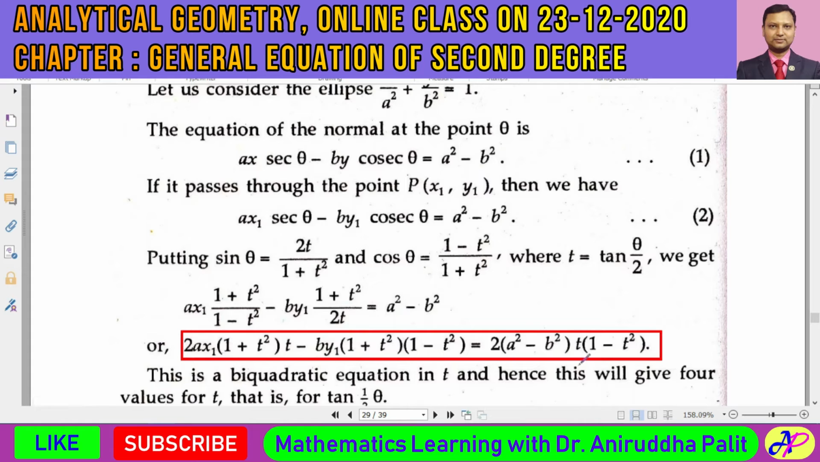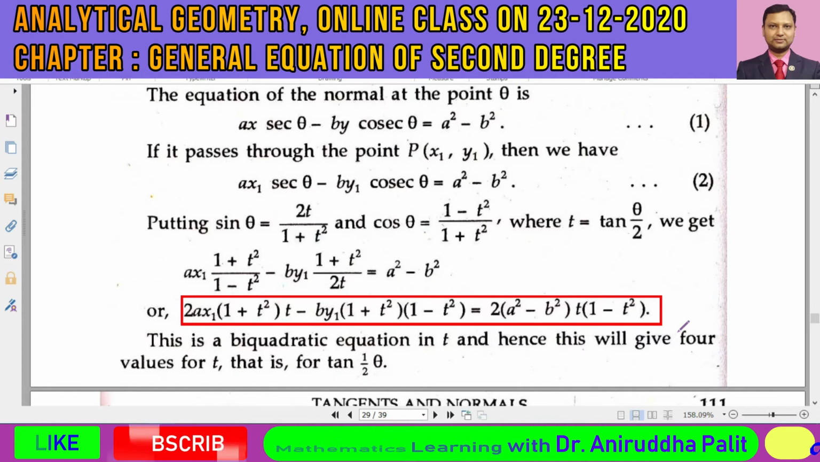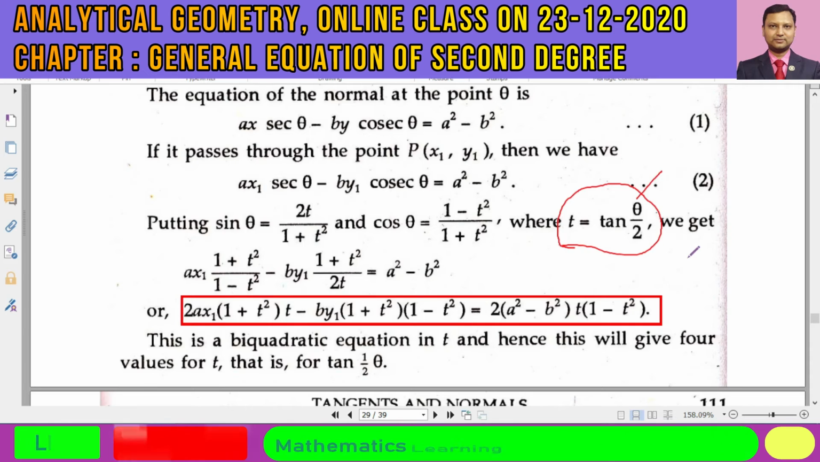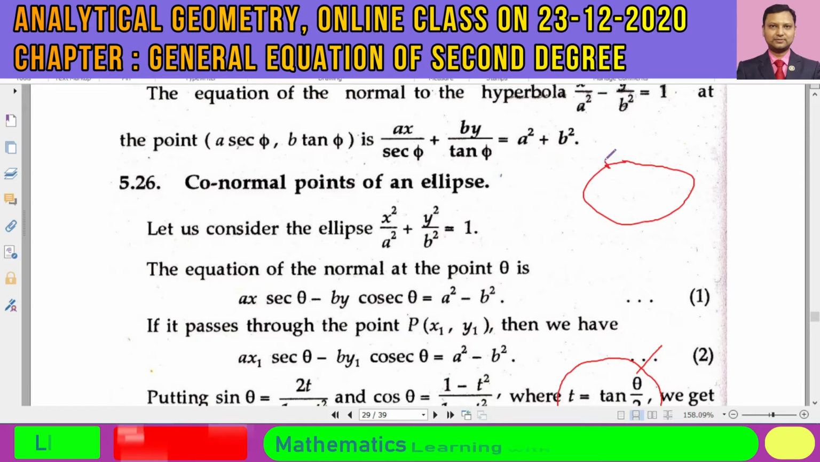So this highlighted equation within the red box would be a fourth degree equation in t. If we want to solve it, we would get at most 4 different real roots of the variable t, and corresponding to each value of t from this formula, we may get four different values of theta, say theta 1, theta 2, theta 3 and theta 4. And for each and every different value of theta, we will get 4 points.